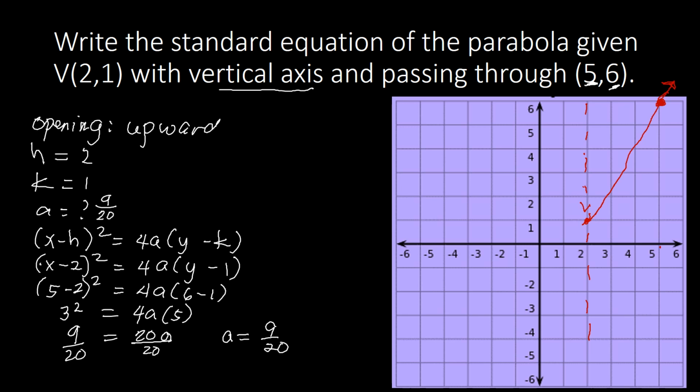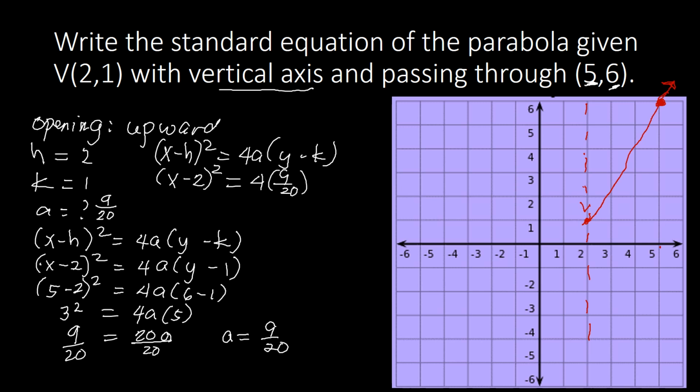So from there, we've got now our a, which is 9 over 20. We can now write our standard equation of the parabola with x minus h squared equal to 4a times y minus k. So replacing h, k, and a here, we have x minus our h, which is 2, squared, equal to 4 times 9 over 20 times y minus our k, which is 1. Simplifying this part here, we've got x minus 2 squared equal to 4 times 9, that is 36, over 20, that will be equal to 9/5.